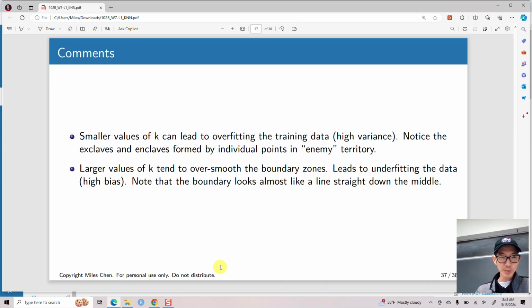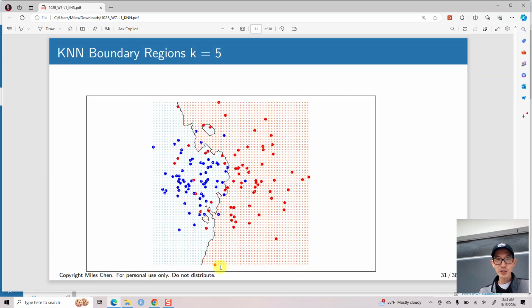I think I'm just repeating myself here. Smaller values of K can lead to overfitting. So notice the exclaves and the enclaves formed by individual points in, quote, enemy territory over here.